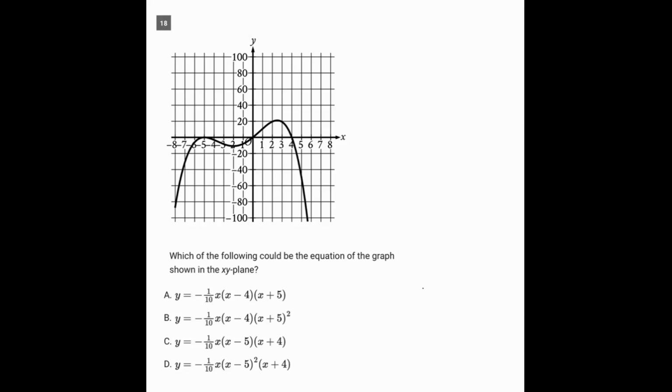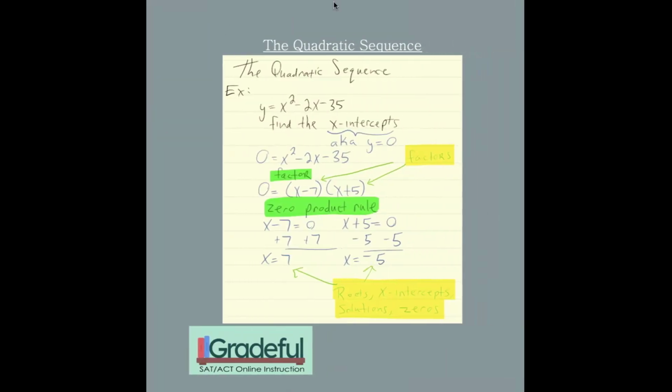Now going to question number 18. This is a question on types of x-intercepts. But first, let's talk for a moment about the difference between an x-intercept and a factor, or how they relate to one another. And here's an example we call the quadratic sequence.